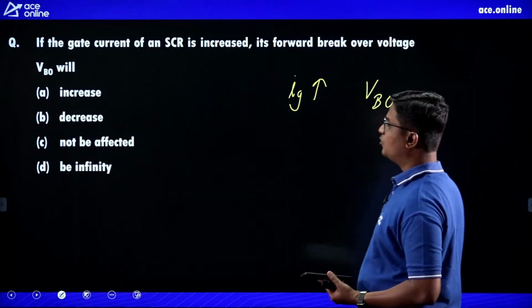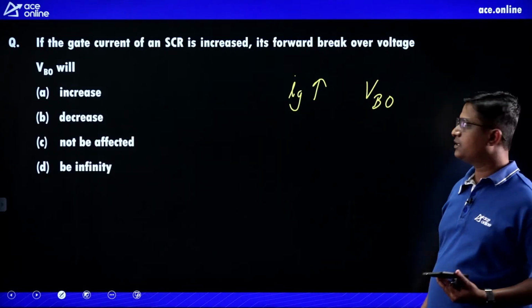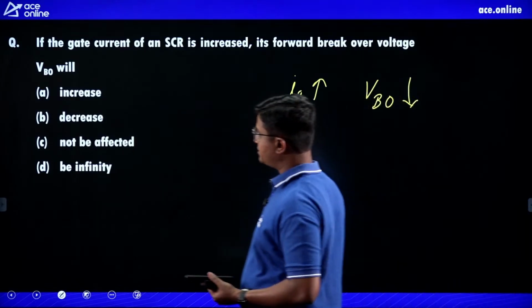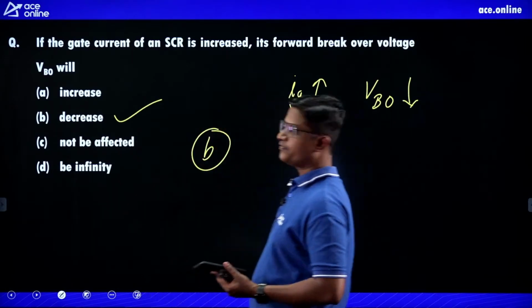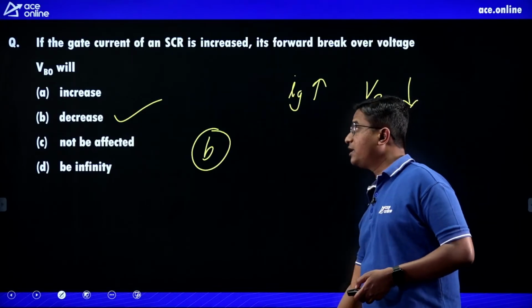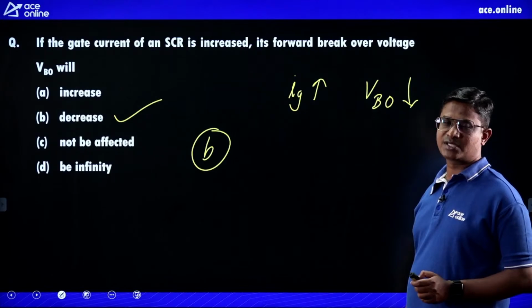Yes, the more the gate current, the lesser will be the required voltage to turn on the device. So as gate current increases, this will decrease. Therefore, if you check the options, option B is the correct option, right? Option B is the correct option. Next, these are some questions related to chapter number 1 and some important points we discussed.